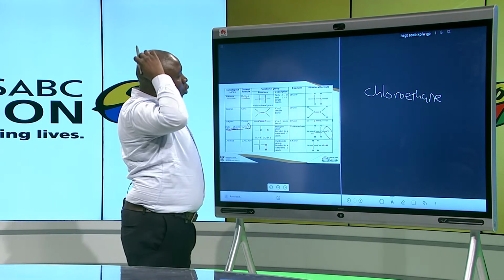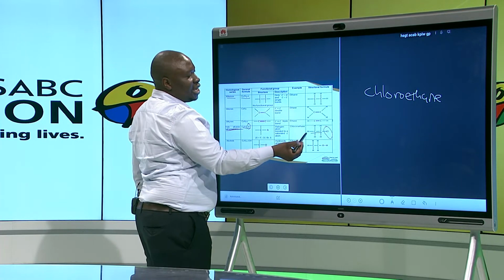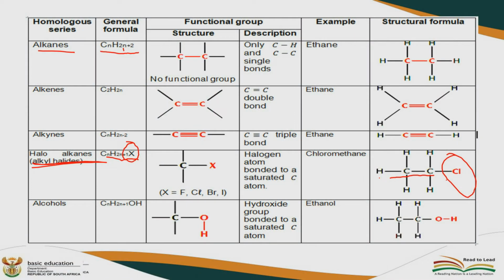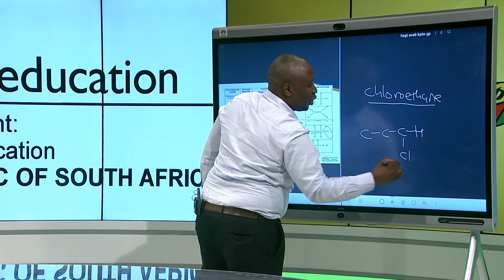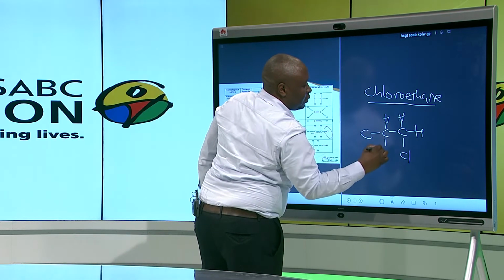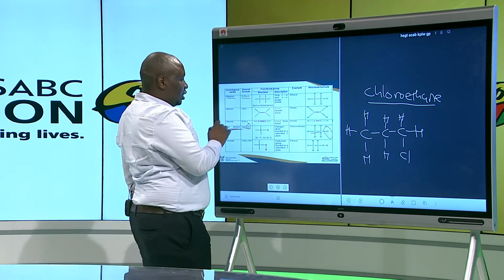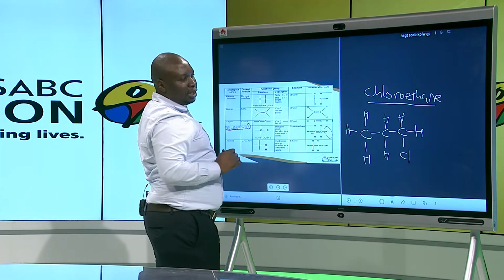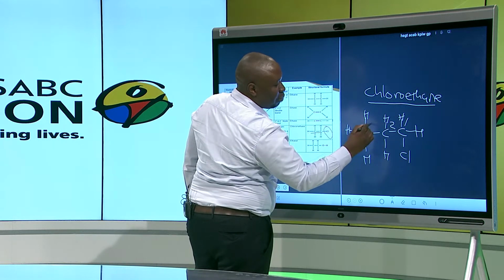Chloroethane. I'm not worried about the position of the chlorine, because if I move it here, it will still be the same name. So it doesn't matter whether I say 1-chloroethane; if I say chloroethane, it is correct. However, if we have 3 carbons with a chloro there, when we are numbering, remember we treat chlorine as a substituent like we treat our methyl. So you will start numbering from where there is a chloro, carbon number 1, carbon number 2, carbon number 3.